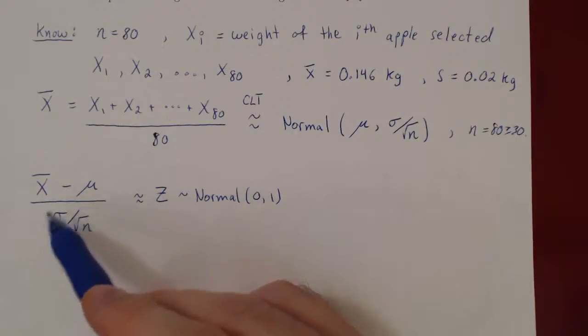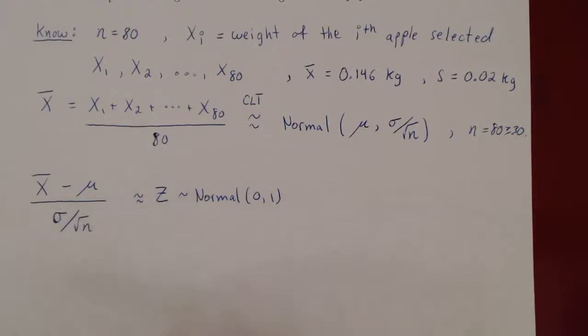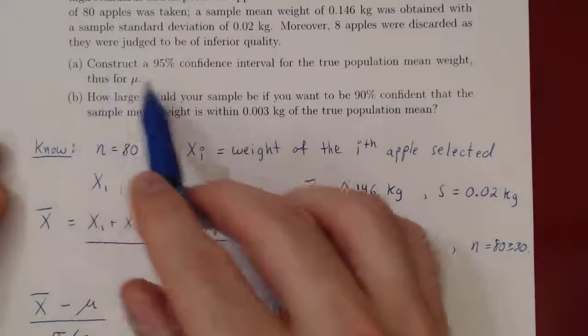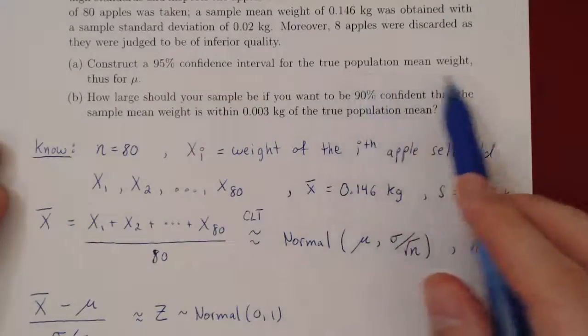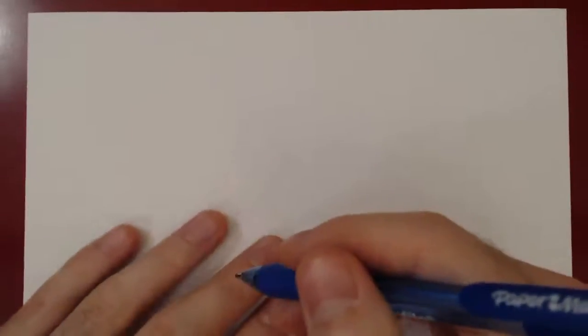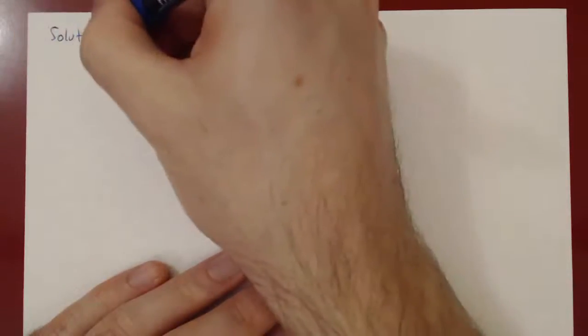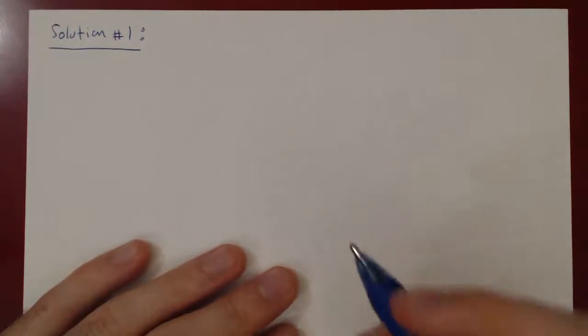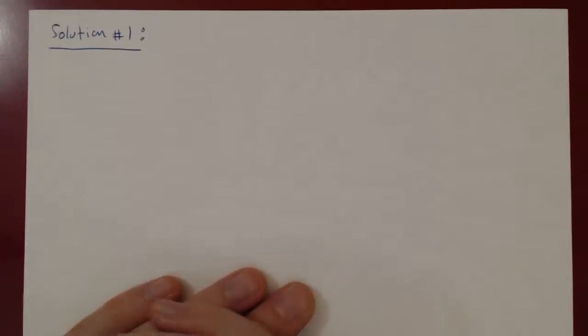But as we've said before, we have a problem in that we don't know sigma. So let's do two solutions to part A. We want a 95% confidence interval for the true population mean weight, thus for mu. So our first solution will be the one where we cheat. That will assume that sigma is 0.02. And then we'll see in solution 2 how we can fix the problem and no longer cheat.